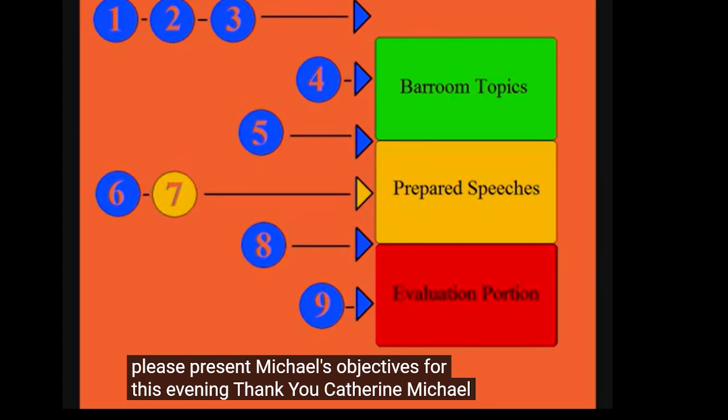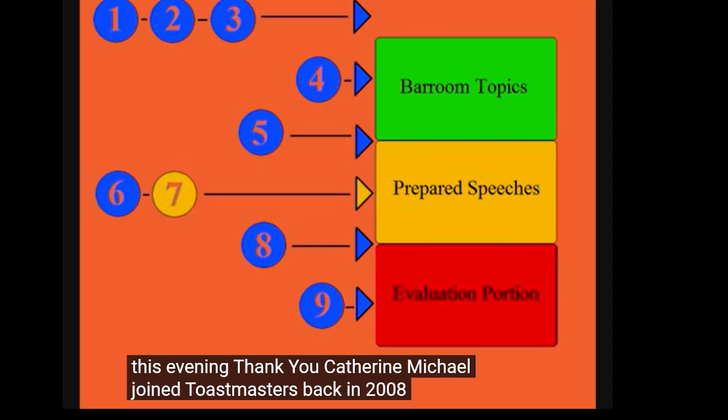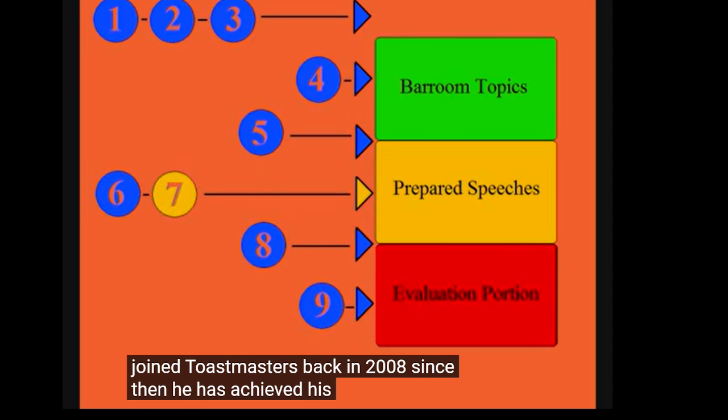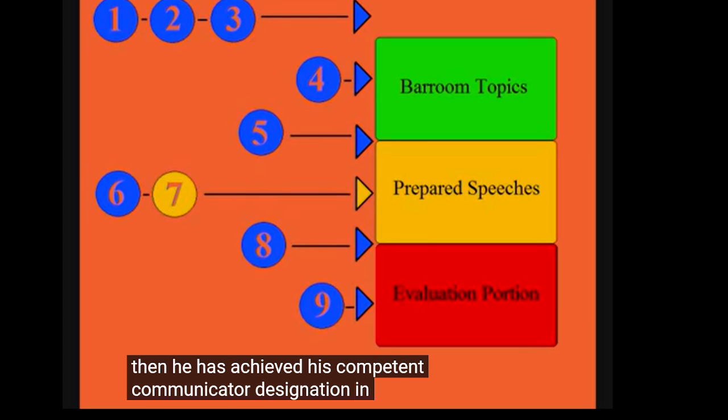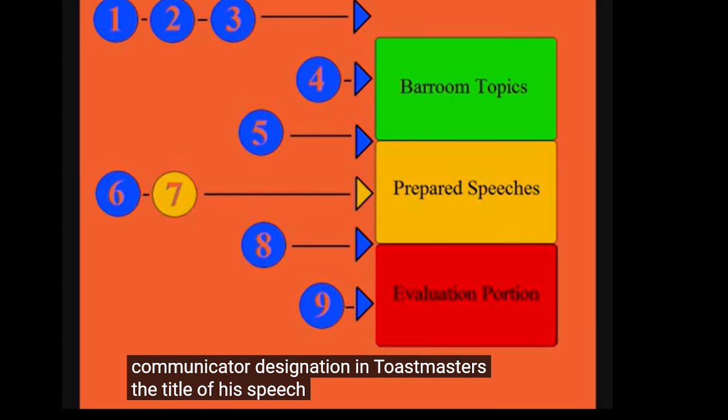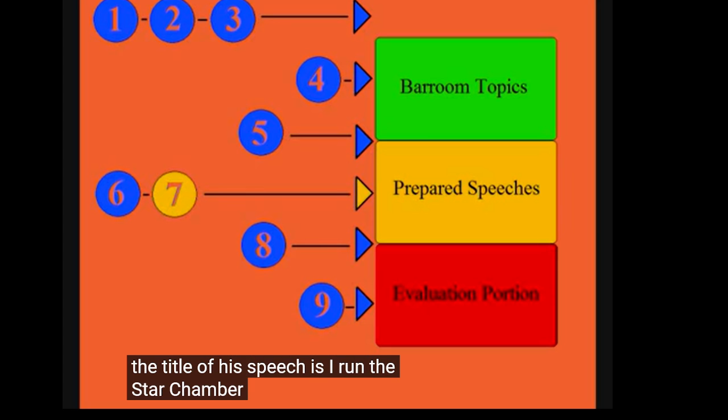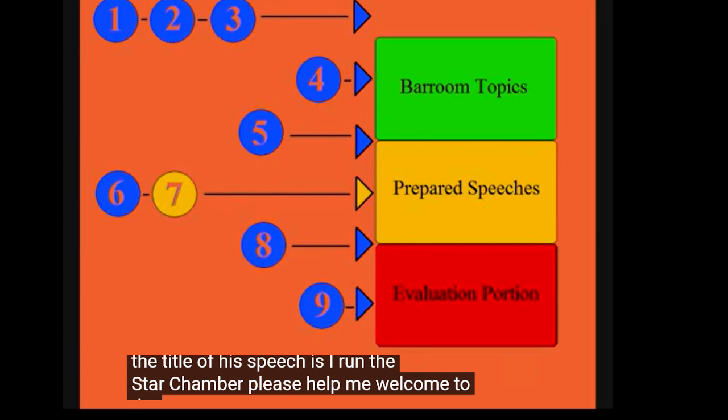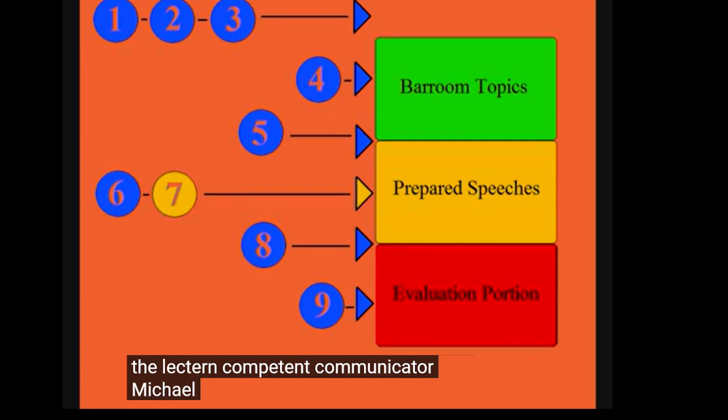Thank you, Catherine. Michael joined Toastmasters back in 2008. Since then, he has achieved his Competent Communicator designation in Toastmasters. The title of his speech is, I Run the Star Chamber. Please help me welcome to the lectern Competent Communicator Michael Douglas.